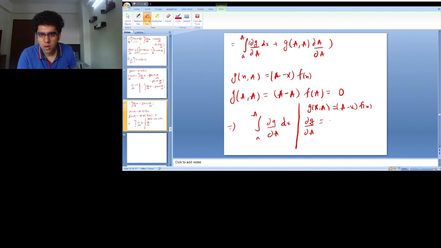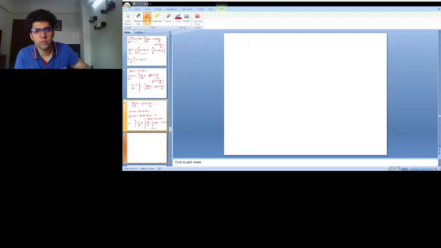So this will become del by del a of a f(x) minus x f(x), right? And I need to find the partial derivative with respect to a. So my function will reduce to f(x), right? And the second term is 0 because I don't have a there. So my del g by del a becomes the derivative of a f(x) minus x f(x).